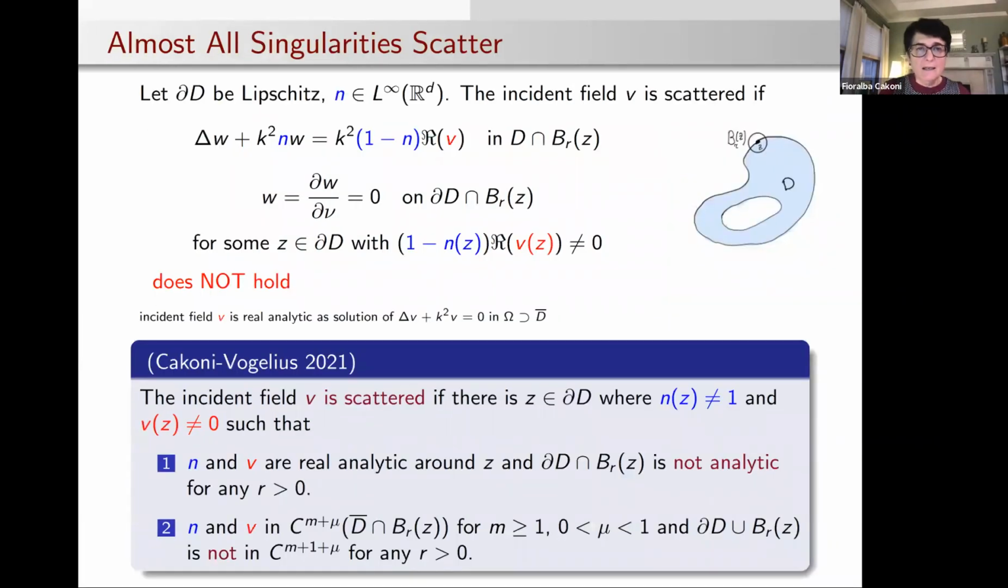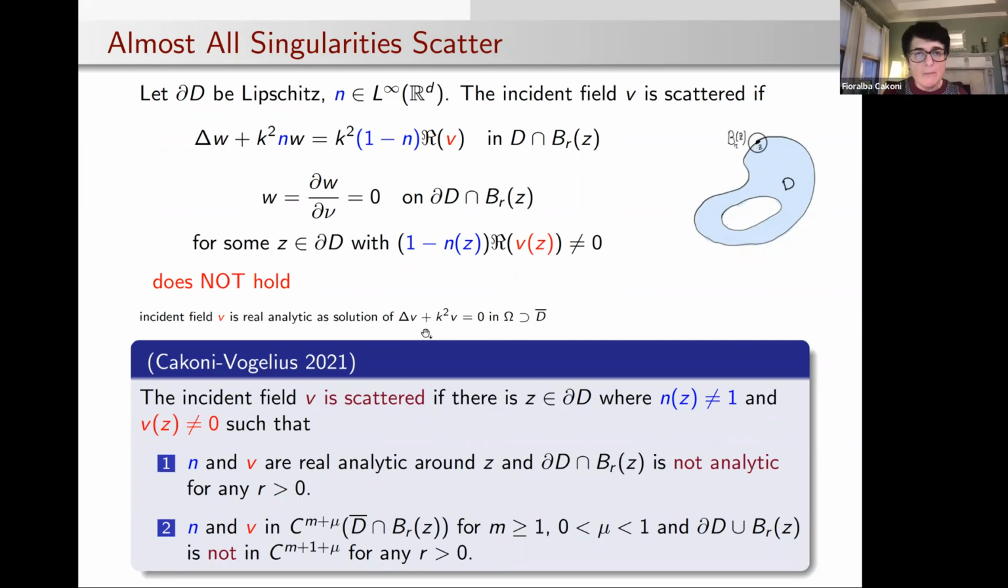And basically, non-scattering in the framework of the free boundary means the following. The incident field V doesn't scatter if this local problem in a neighborhood of a point Z on the boundary holds, right? So you have this source problem, the Cauchy data are equal to zero on the part of the boundary intersected with that small neighborhood, okay? And of course, you need this non-vanishing condition, okay?